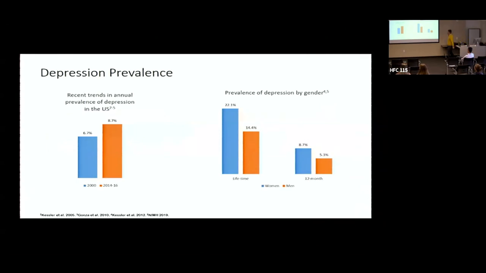Also, very quickly, regarding depression currently, around 8.7% of the U.S. population appears to have depressive disorders at any point in time, compared to 6.7% in 2000. So it seems like there's an increasing trend. Women are at greater risk than men, as shown by the lifetime prevalence and 12-month prevalence. They are about 50% more likely to have depression than men.